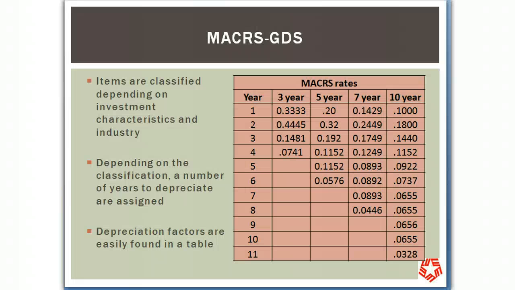The last of the four methods for depreciating is MACRS. In this case, the items to be depreciated depend on several characteristics associated with the type of investment and the industry they're going to be working in. Depending on this classification, they are allowed to depreciate in 3 years, 5 years, 7 years or more. And the depreciation factors are just computed in a table. We have this table presented here, and we're going to solve a problem.